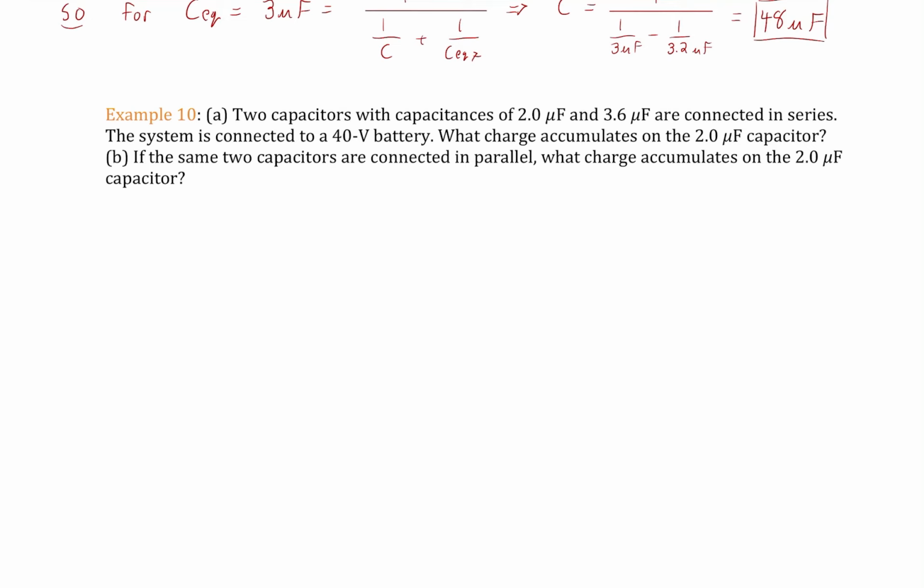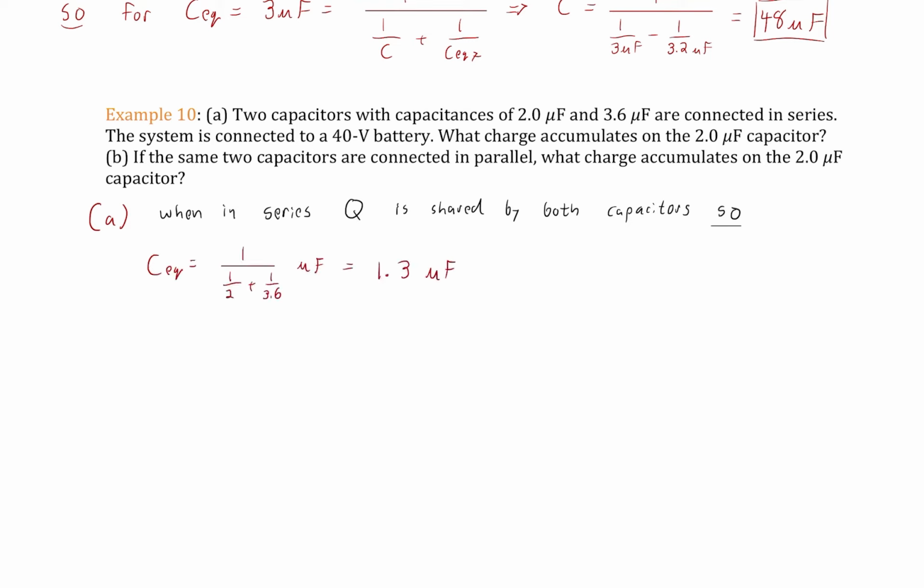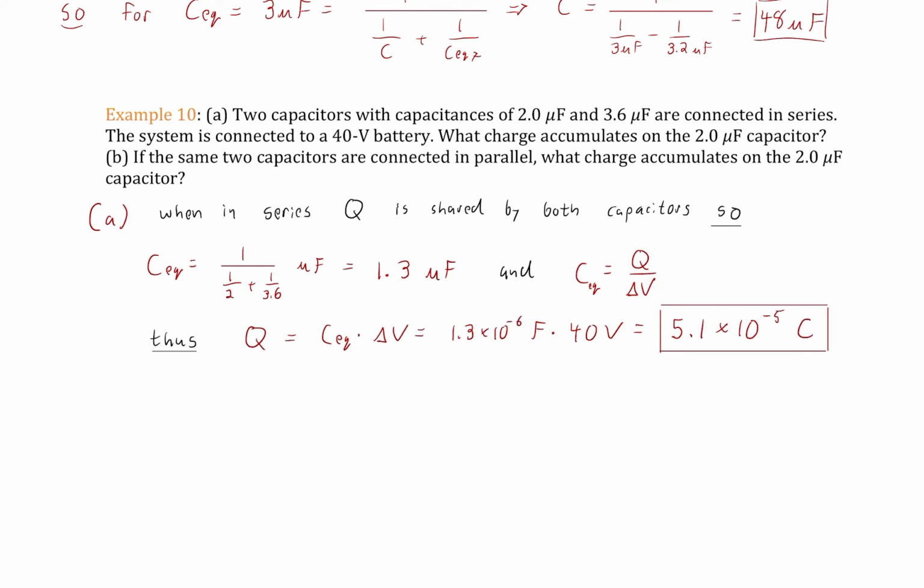It's just 2 capacitors in series, okay? So when in series, Q is shared by both capacitors. So then the equivalent capacitance is this, which is 1.3, okay? And thus, we can relate the equivalent capacitance to the shared charge over the voltage difference, okay? And we know the voltage difference to be 40, a 40-volt battery. So then the charge on this particular capacitor is just 5.1 times 10 to the negative 5 coulombs.